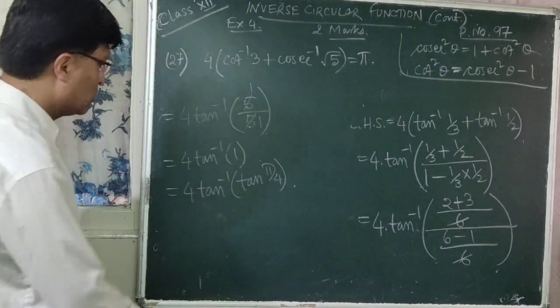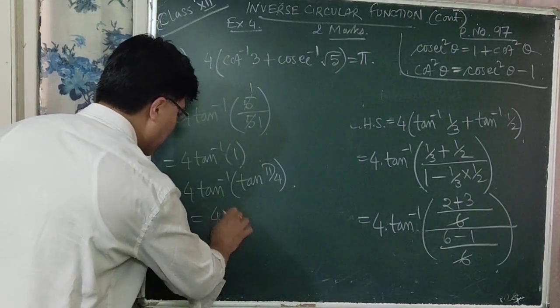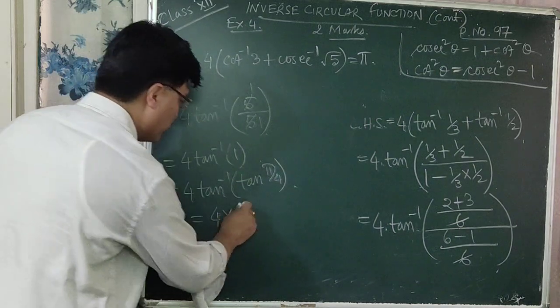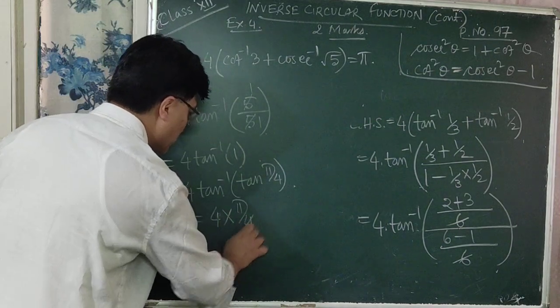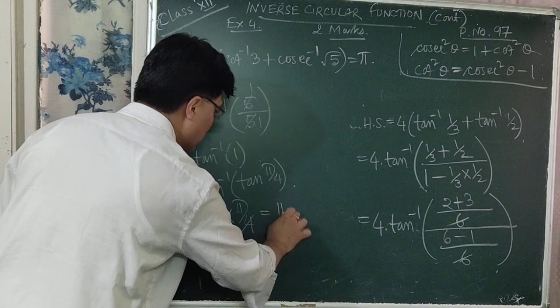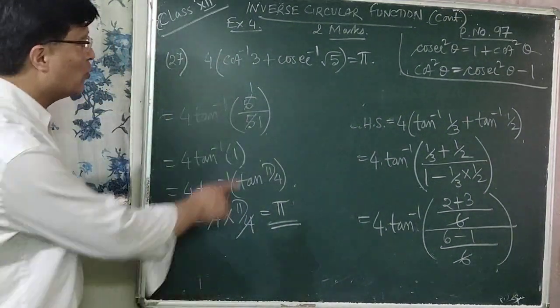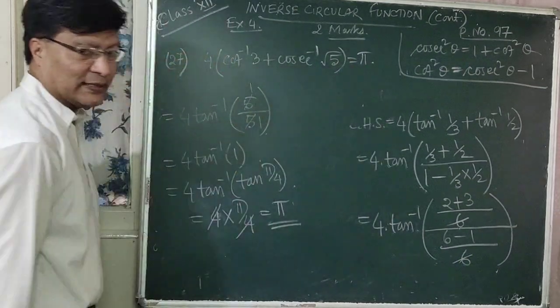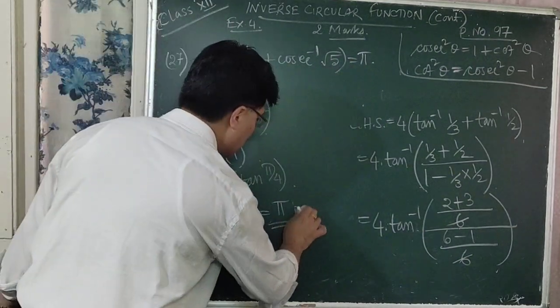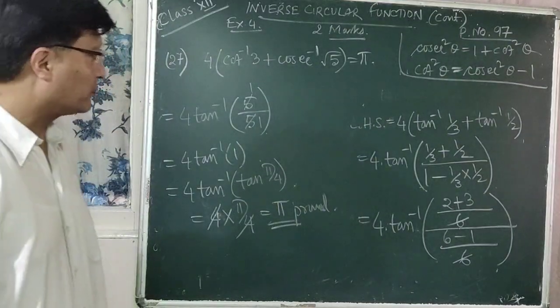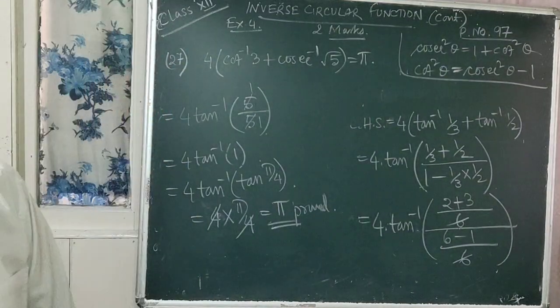Right? So which is equal to 4 into, what is tan inverse tan pi by 4? Pi by 4. Right? So your 4 gets cancelled, which is equal to, what is the answer? That is pi. So which is equal to the right hand side. So we have proved it. Understood? So you can copy it.